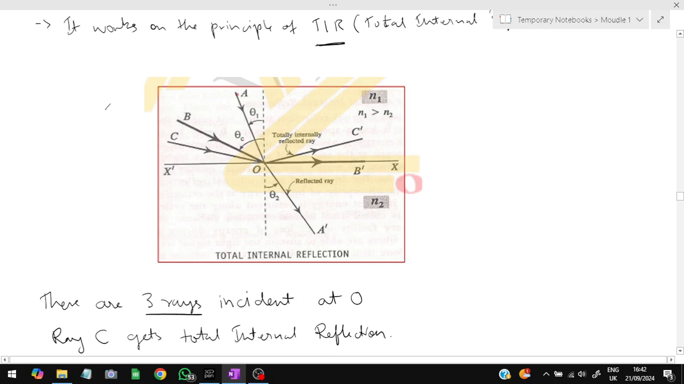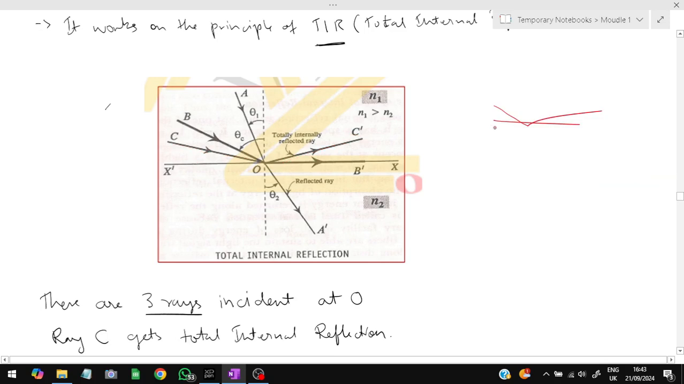So what's happening is, if it is incident at O at this angle, it will pass through. If it is incident at this angle, which is theta C, also known as the critical angle, it will pass along the plane, not at any other angle. And for C, if it is more than theta C, it will get reflected back. It will come and bounce like this. This is how total internal reflection works.